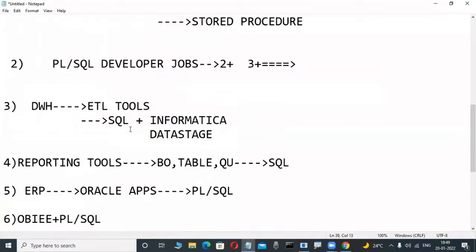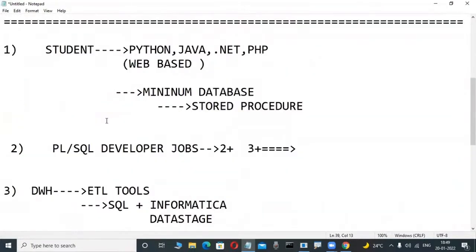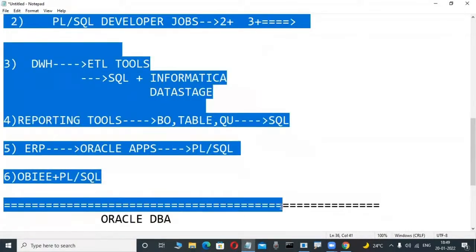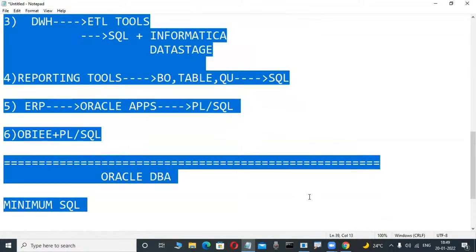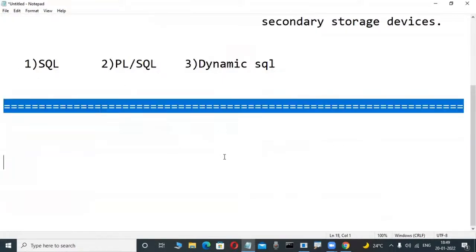Nowadays for Hadoop programmers and data science programmers, minimum basic knowledge of SQL is required. Somewhere PLSQL, somewhere SQL only. That's why they learn these courses, and we apply for different types of jobs.